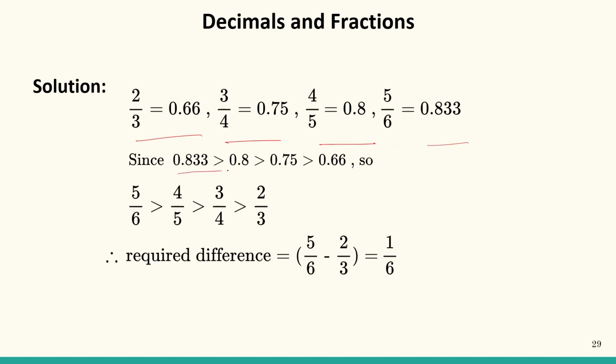Since you can see the relation among these, this will be the final answer. What we needed to calculate was the difference between the smallest and the largest number. The largest number is this, the smallest number is this, so the answer will be 1 by 6. What we did here was take the LCM and convert each fraction into a new fraction with the denominator as the LCM, that was 6 here. Then we subtracted and found 1 by 6.